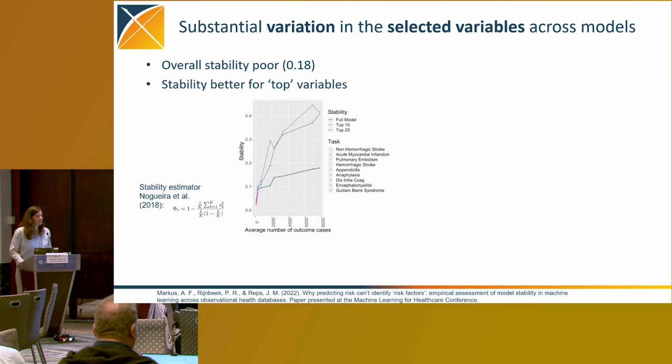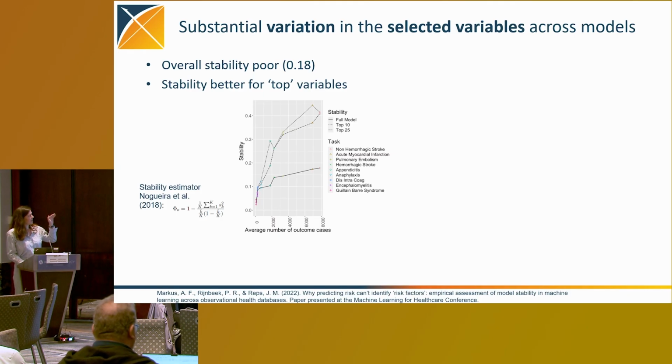So we found substantial variation in the selected variables across these models, and I'll now show you the results in a little bit more depth. On this figure, you can see the stability as we measured it by an estimator that's common in the literature, which has a scale between 0 and 1, where 1 would be stable and 0 would be completely unstable, and the x-axis here is the number of outcome cases. The first thing you see, of course, is that as the number of outcomes grows, the models become a little bit more stable.